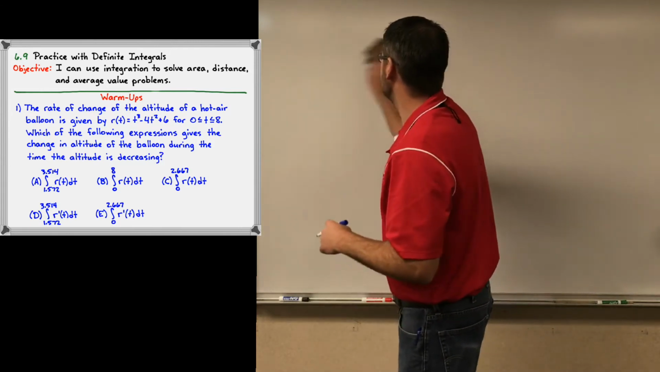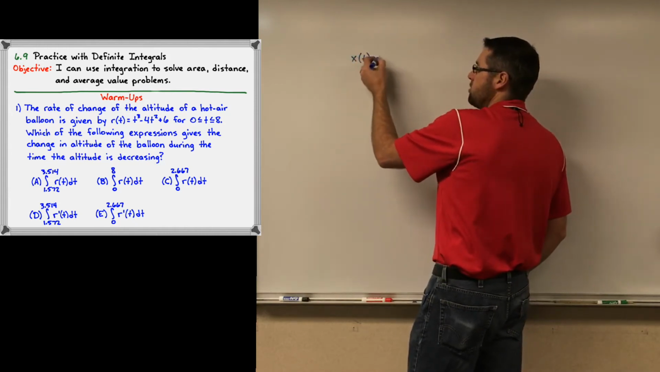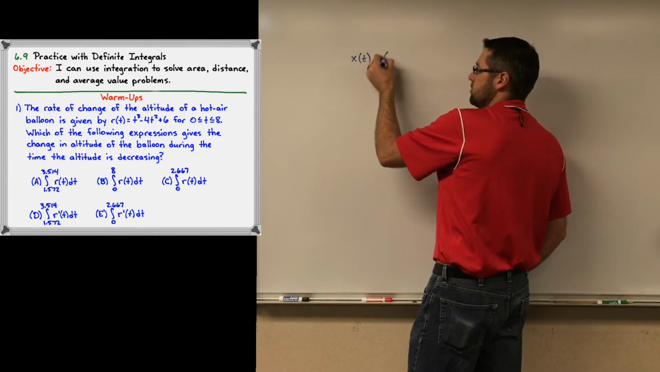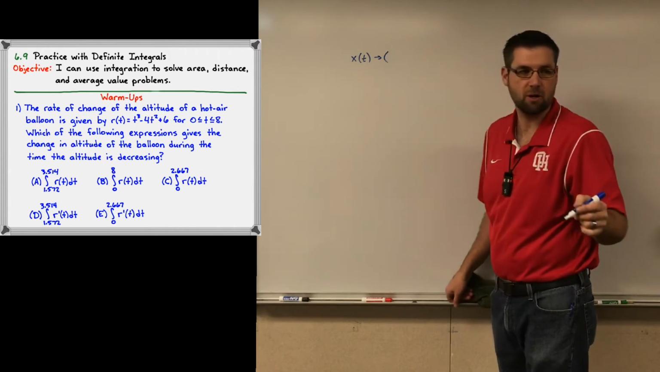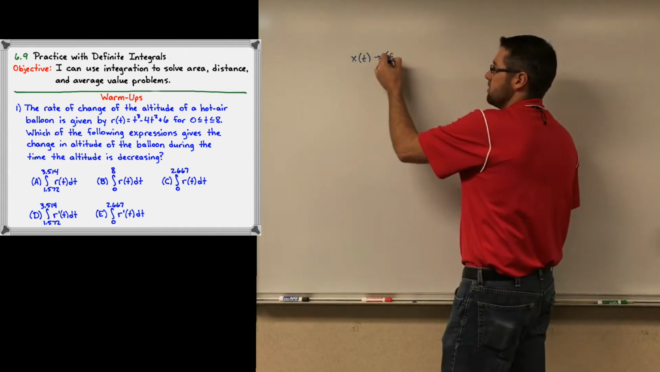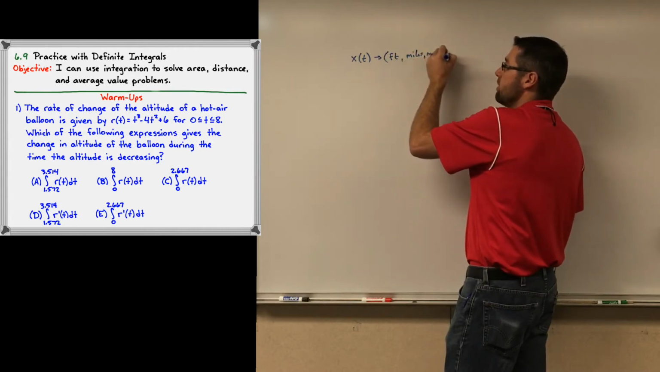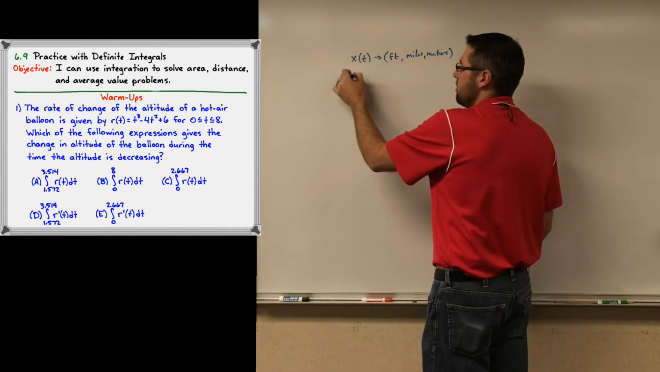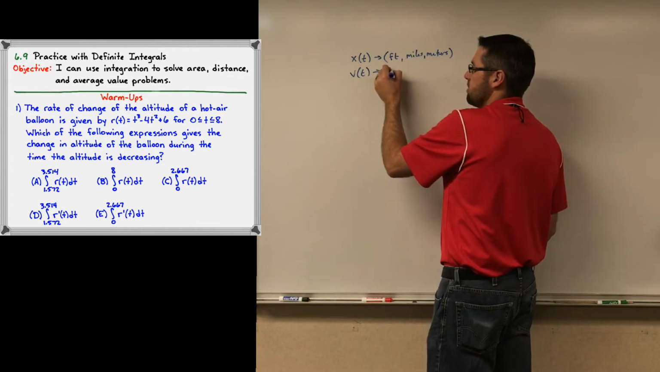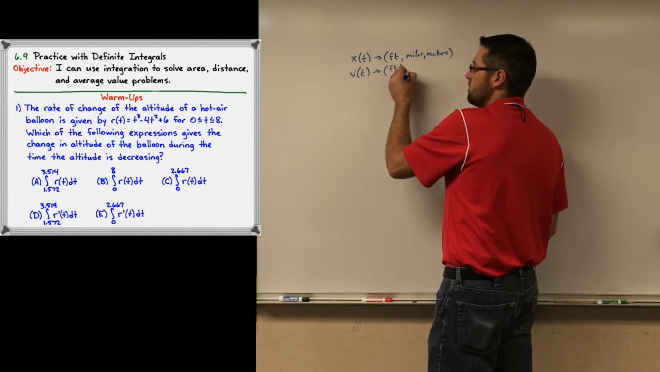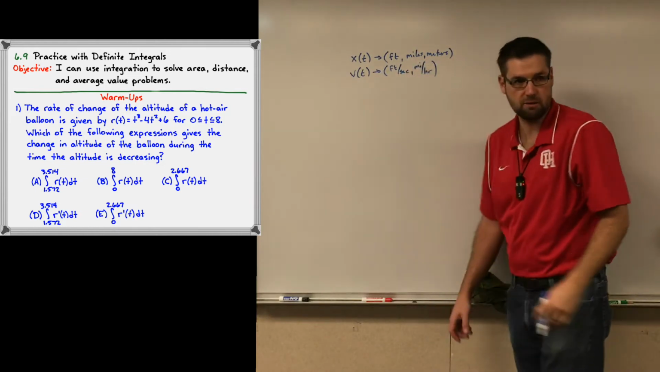Now, let's go through the units of things. If I give you position, what units is position usually? Feet or miles or meters, right? Then the derivative of that would be velocity. What would the units be there? Feet per second, miles per hour, and so on. Are you guys okay with that?